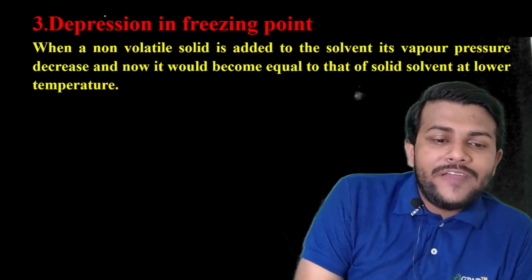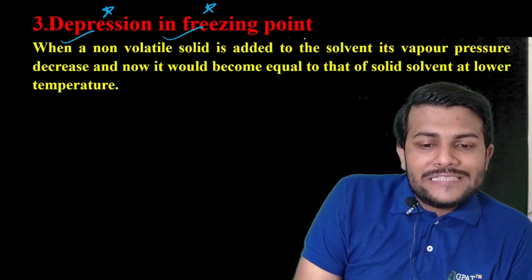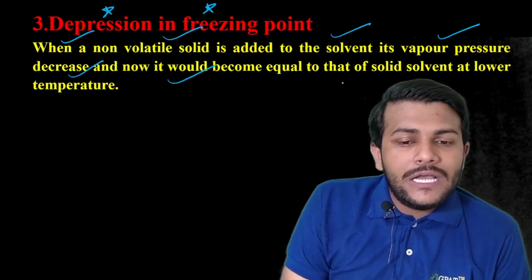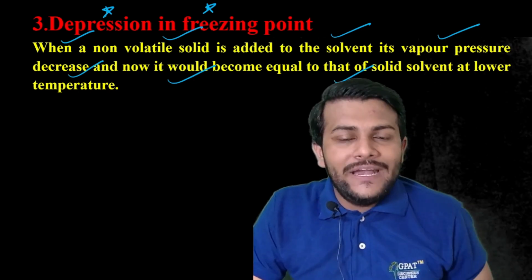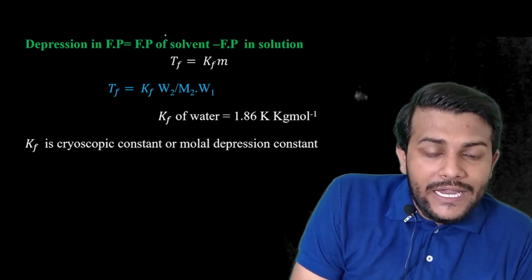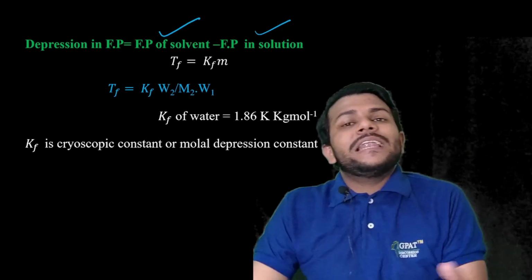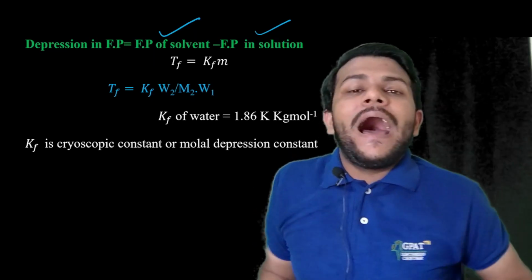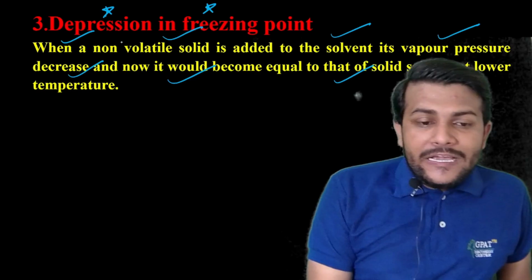Third colligative property, we have depression in freezing point. When a non-volatile solute is added to the solvent, its vapor pressure decreases. Now it becomes equal to that of the solid solvent at a lower temperature. So depression in freezing point is equal to the freezing point of the solvent minus the freezing point of the solution. Means there is a decrease in the freezing point. Somehow the freezing point was higher, and now due to the addition of the non-volatile solute, the freezing point gets decreased.